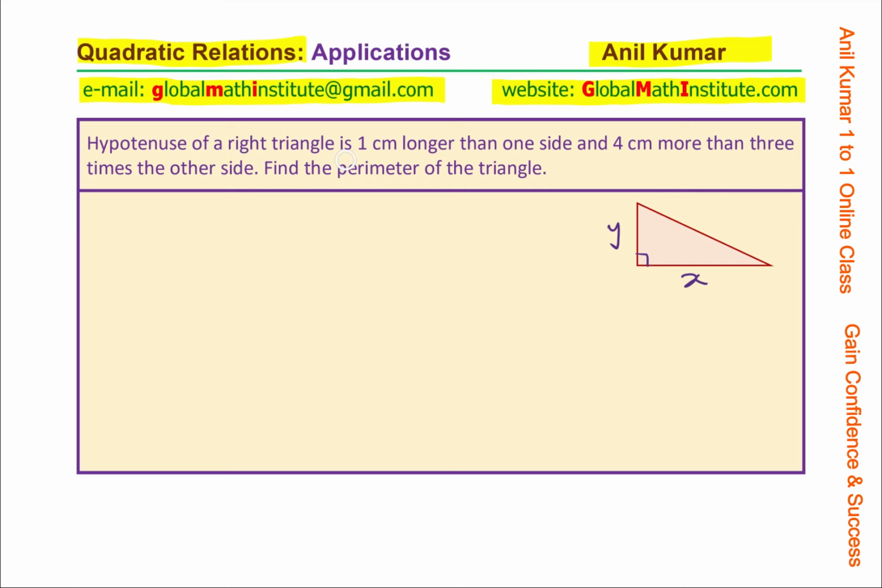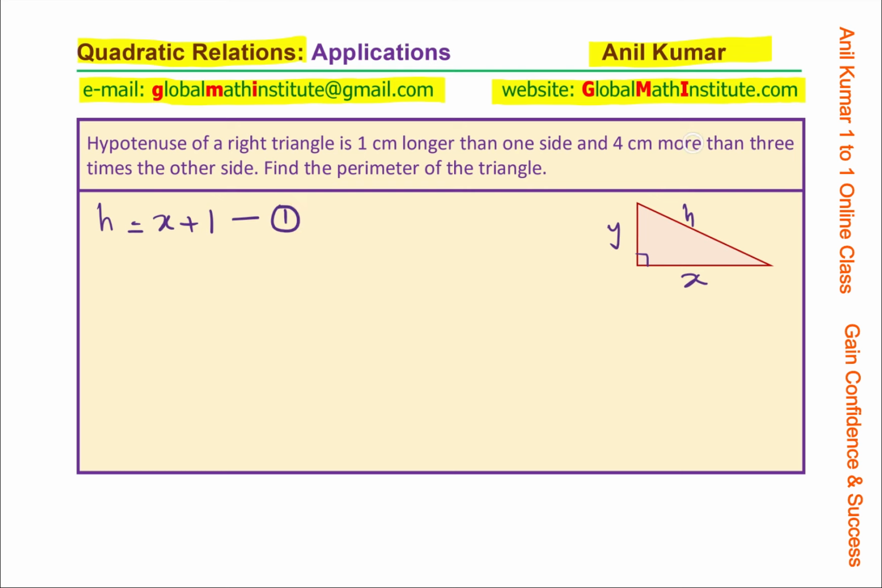The hypotenuse of the right triangle is 1 centimeter longer than one side. So let's say this is the hypotenuse. So we have h, the hypotenuse, equals 1 centimeter more than one side, x. So we get one equation, correct?